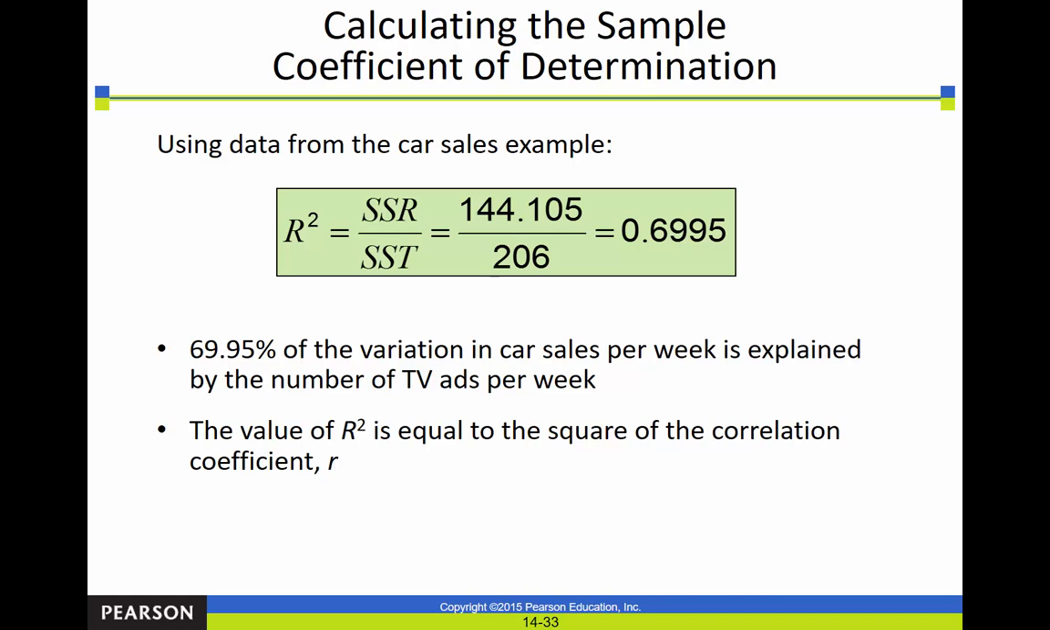So for the car sales data, 0.6995, that means almost 70% of the variation in car sales can be explained by the TV ads. And that's really good to know, right? Because that means 30% of that variation is being caused by some other factor. I don't know if cause is the right word. Cannot be explained by the TV ads is probably a better way of putting that.